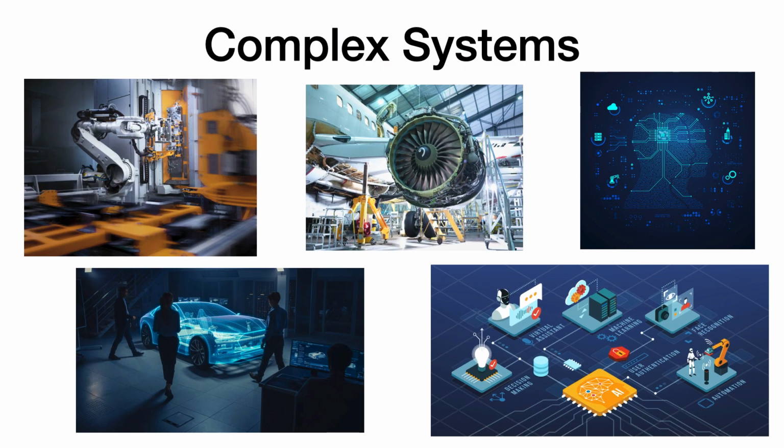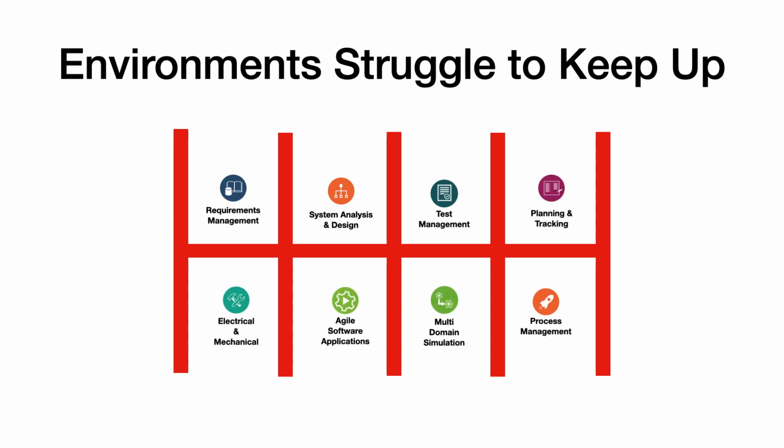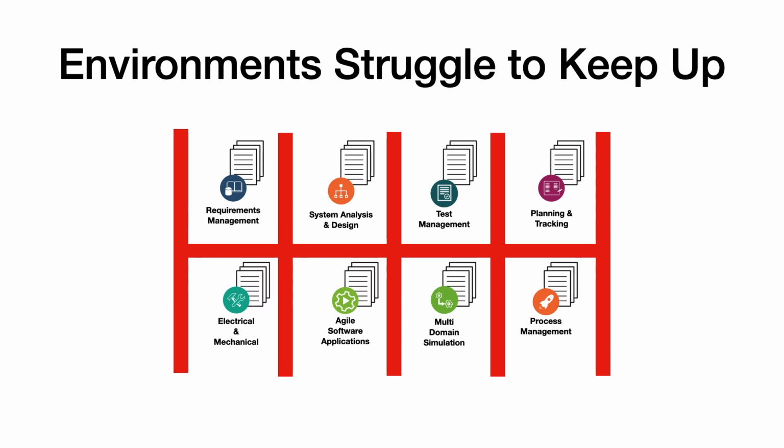Today's complex systems require advanced engineering processes, but are often carried out by environments that struggle to keep up with the complexity of those systems. Such environments are usually a mixture of siloed engineering tools, such as requirements tools, model-based system engineering tools, verification and validation tools, and discipline-specific tools, such as hardware and software development tools, and are very commonly dominated by text documents.